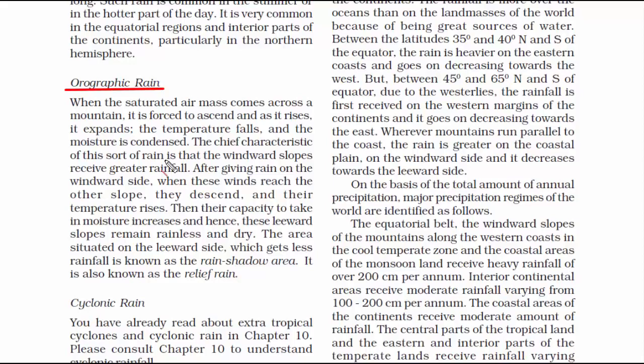Now here it says orographic rain. That means the rainfall has to do something with mountains. The key element over here is the mountains. Now let me explain this orographic rain with an illustration. I want you to pay attention. It may get a little complicated, so I'll go in a step-by-step manner, try and understand accordingly.